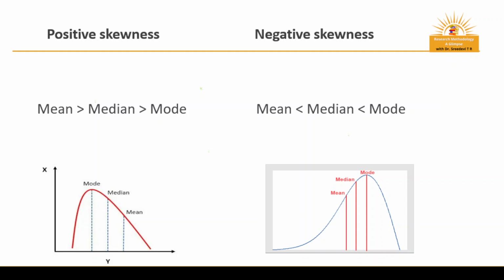So the skewness depends upon concentration of data, whether to the left or to the right side. If the data is piled up to the left side, it is positively skewed, and if the data is more towards right side, it is negatively skewed.